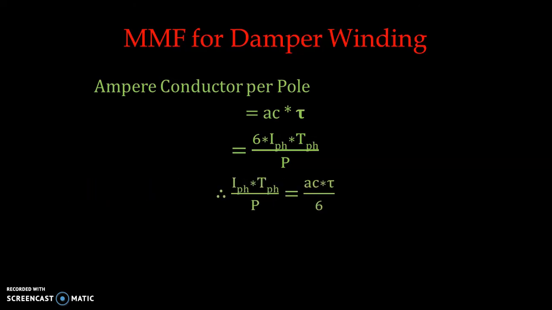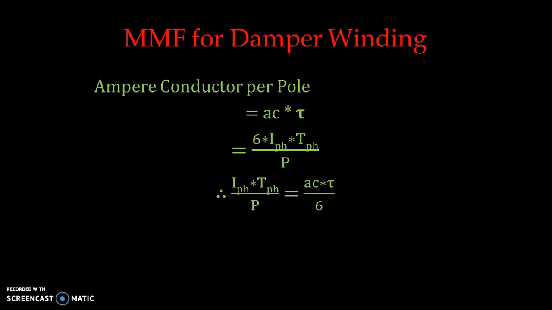Now if we proceed further, then we know that ampere conductor per pole, that is AC is ampere conductor, and tau is our pole pitch. So ampere conductor per pole can be given as 6 I phase T phase divided by P, where P is the number of poles. This equation is very well known and we derived it at a very initial stage. So from this equation we can say that I phase T phase divided by P is equal to the product of AC, tau, divided by 6.